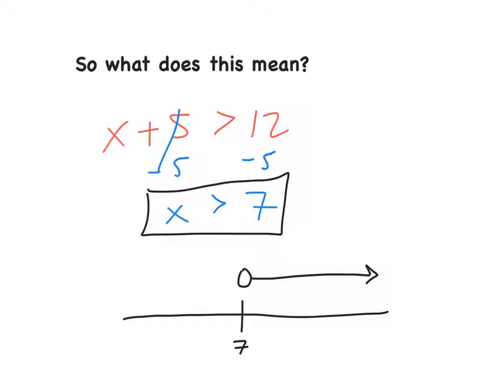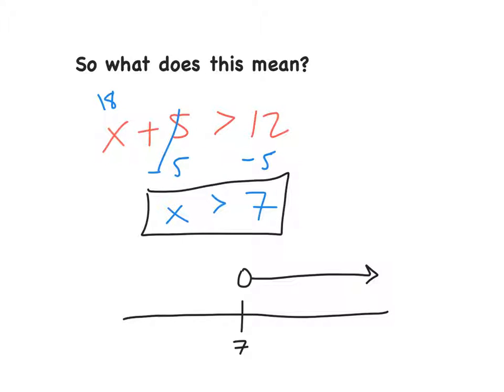So let's think about it. What's a number greater than 7? Well, let's try 8. What is 8 plus 5? 8 plus 5 is 13. Is 13 greater than 12? Yes, it is. So it's a true inequality. What about the number 18? 18 plus 5 is 23. So is 23 greater than 12? Yes. So that means that this is still a true inequality.